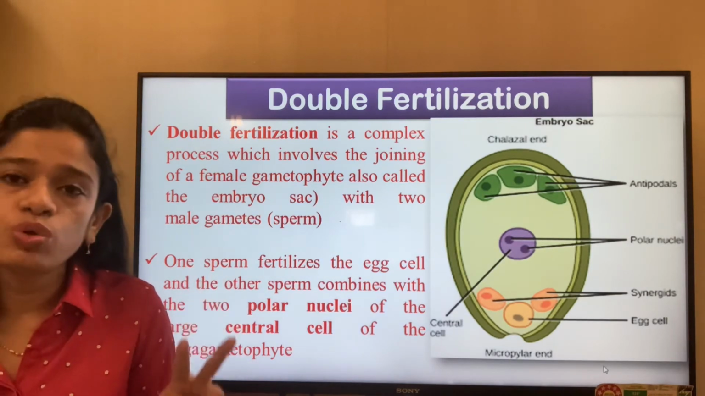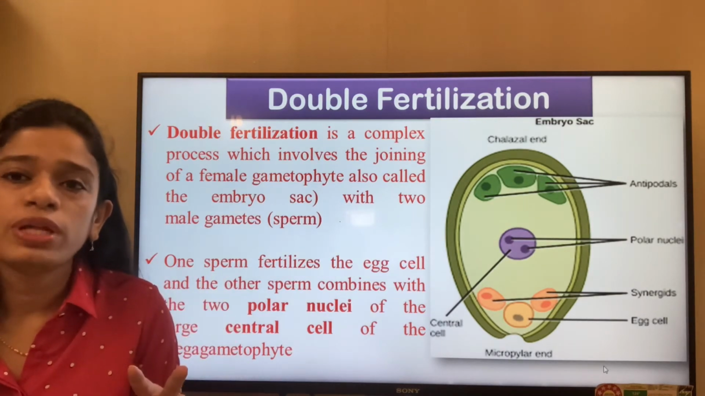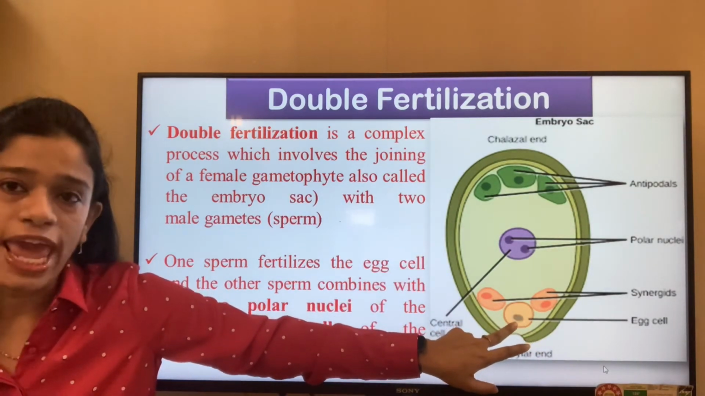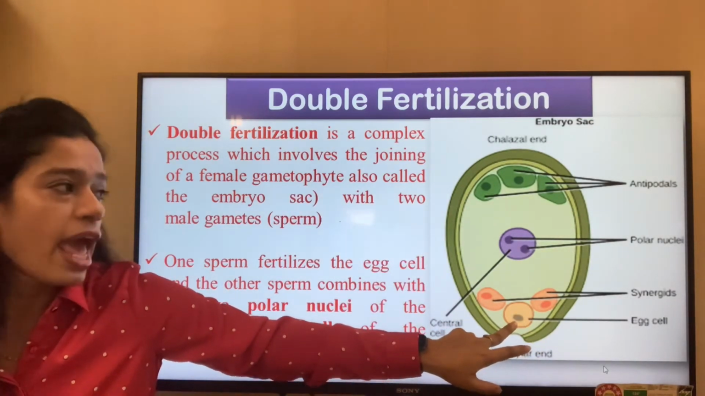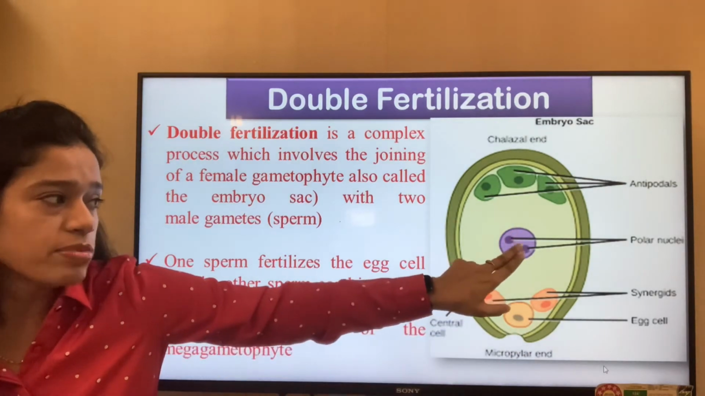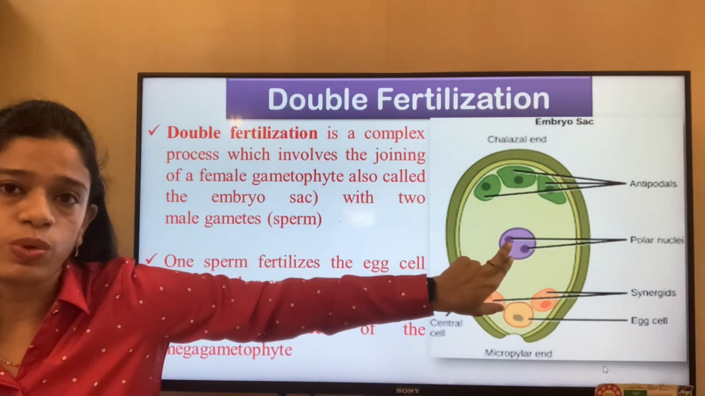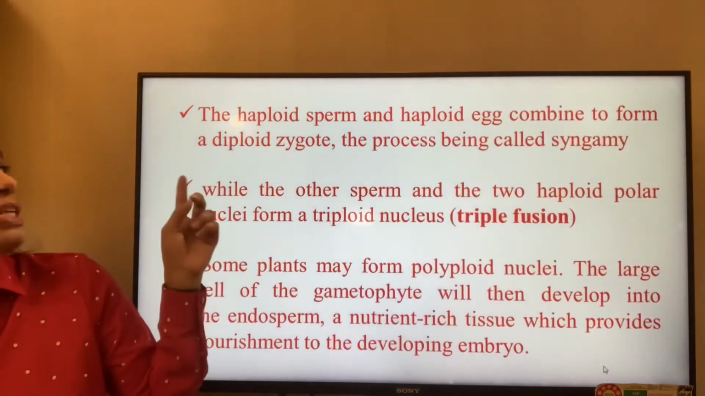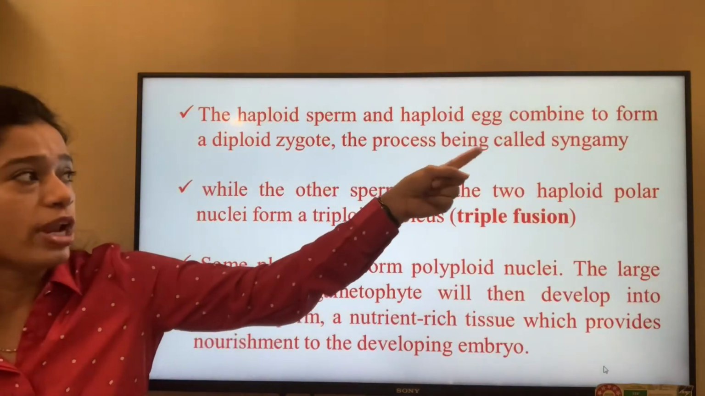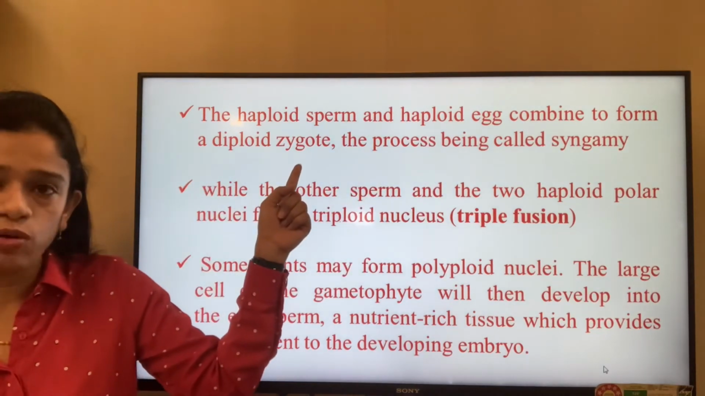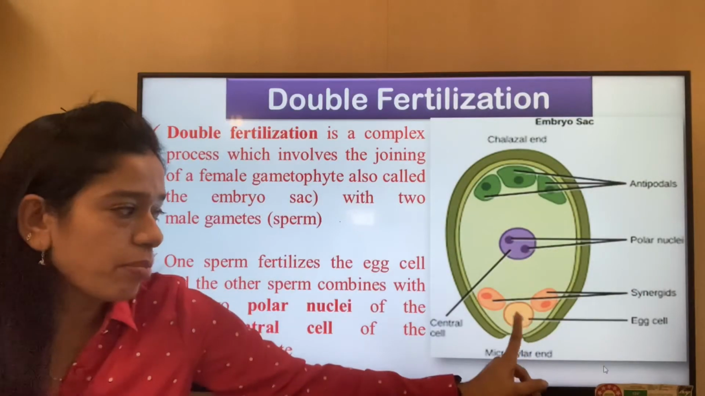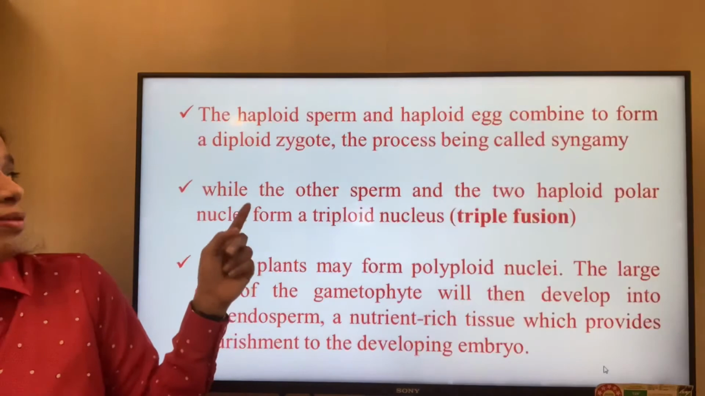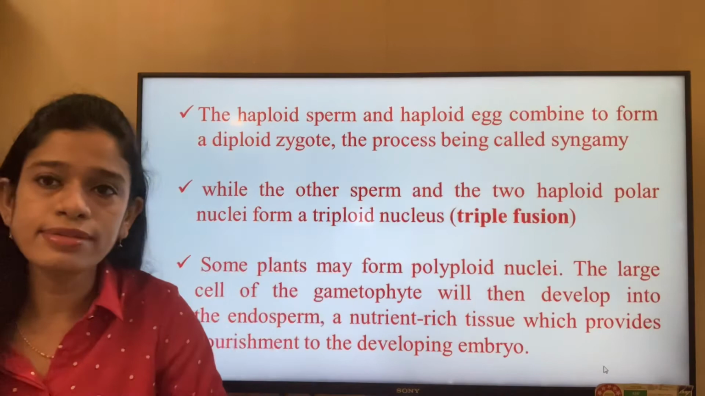Now the two pollen nuclei that have come in: one comes and fuses with the egg cell forming the 2n, and the other comes and fuses with the polar nuclei. You can see the haploid sperm and the haploid egg combine to form a diploid zygote, the 2n, and the process is called syngamy.